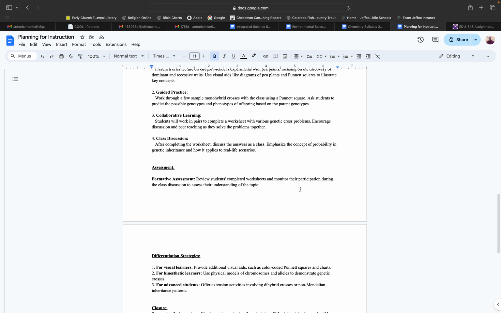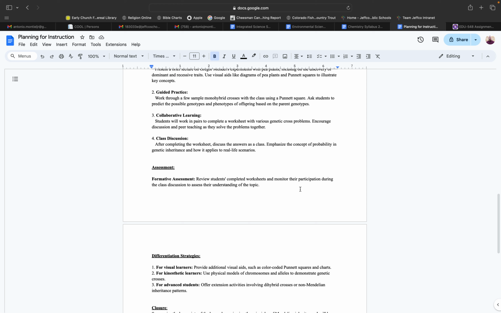Number three, I would make them work in pairs to complete a worksheet with various genetic cross problems, encouraging discussion and peer teaching as they solve the problems together. I typically will always have an easy to medium worksheet and then a harder, challenging worksheet. I have found that there are at least two to three kids who want to choose the challenging worksheet just because they feel like they get the subject, they understand it, and they just want it to be a lot more challenging. And then lastly, we finish the class with a class discussion.